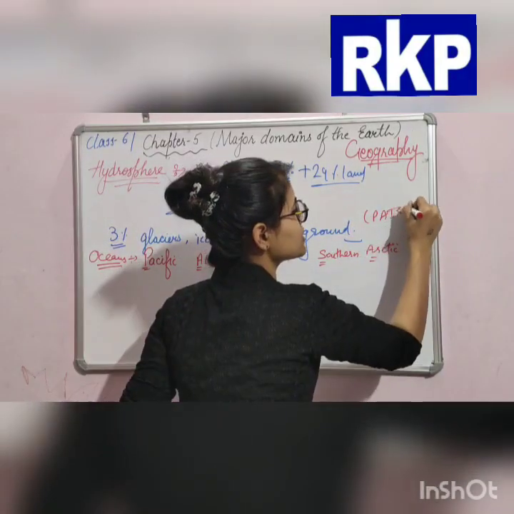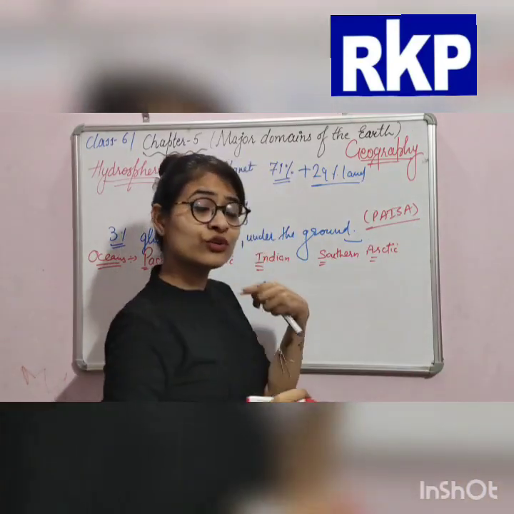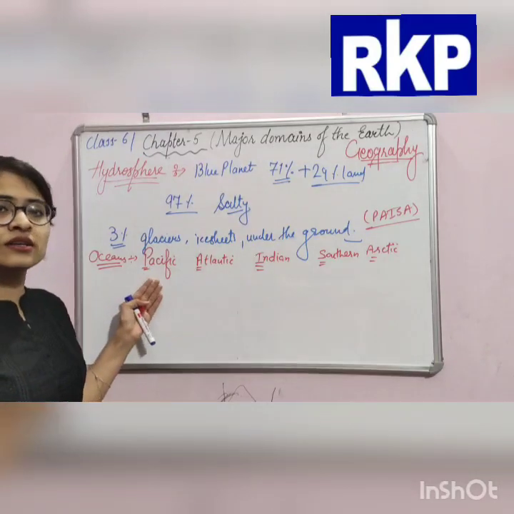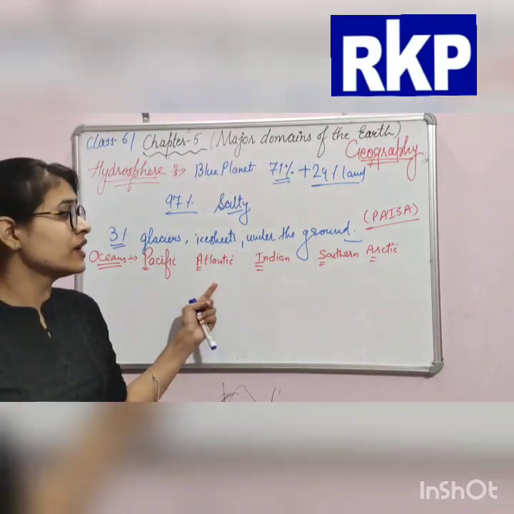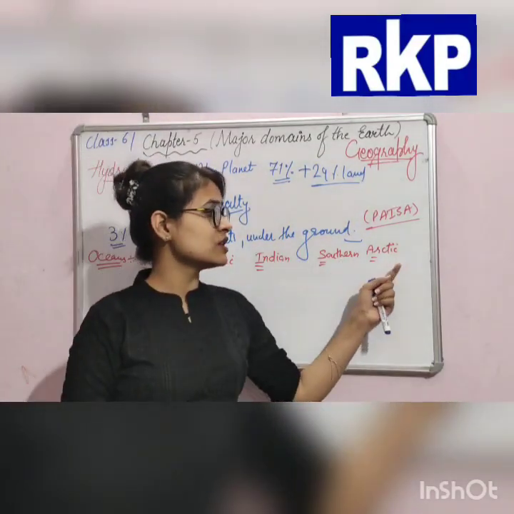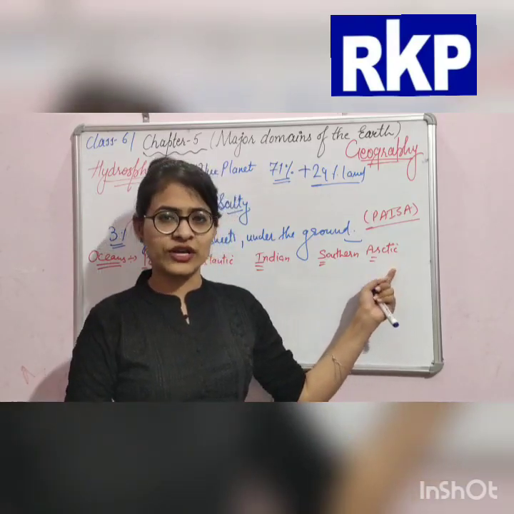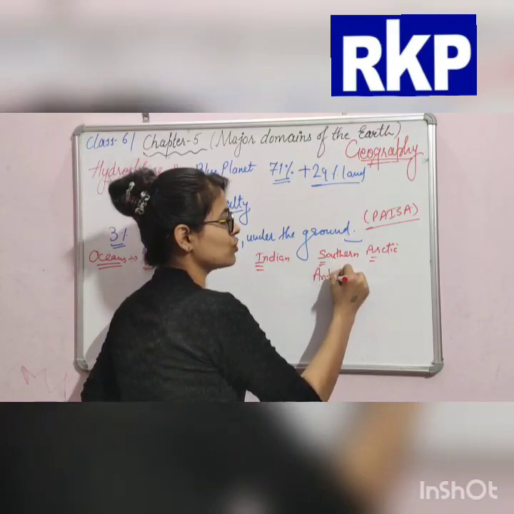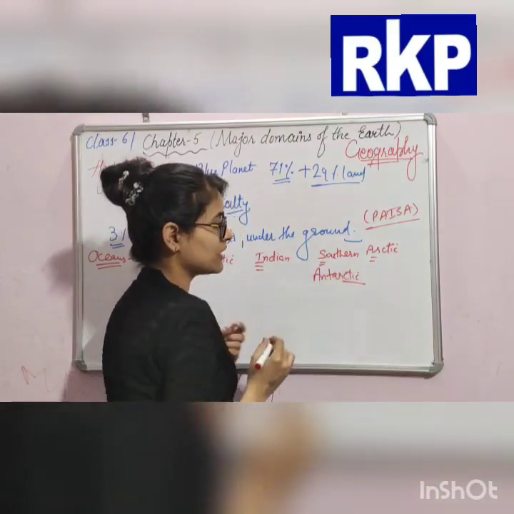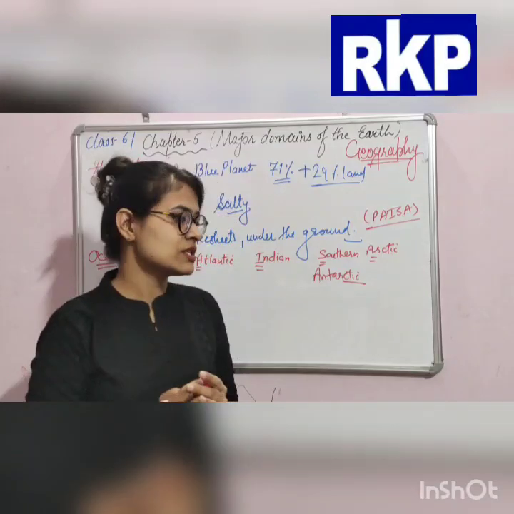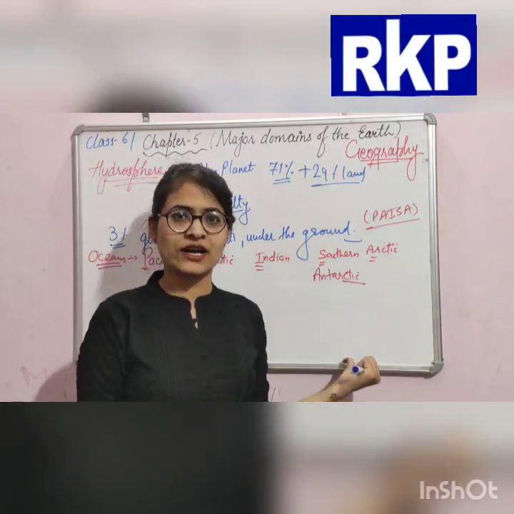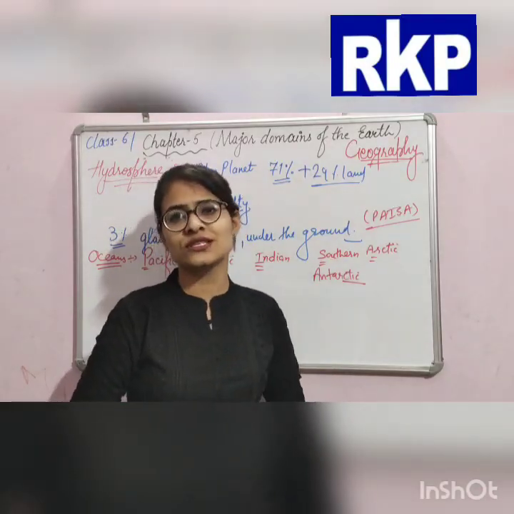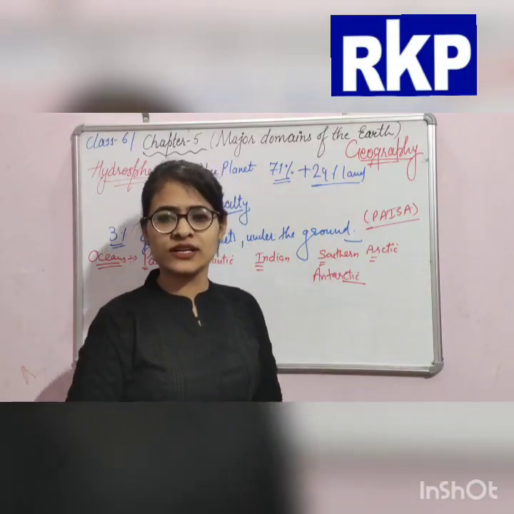They are according to their size as well. This is the largest, this is the second largest, this is the third largest, and this is the smallest. The smallest is the Arctic. The Southern Ocean is also called the Antarctic Ocean, which is near the continent of Antarctica. Earlier it was known as Antarctic, but now it is known as Southern, as it is in the south direction.